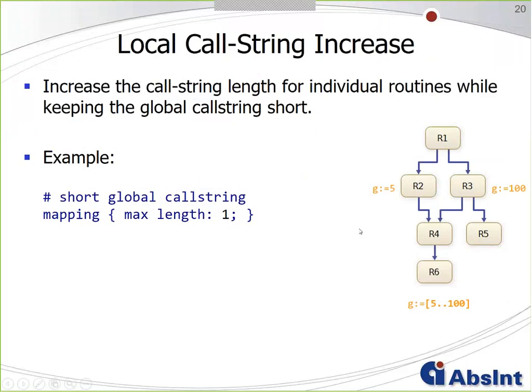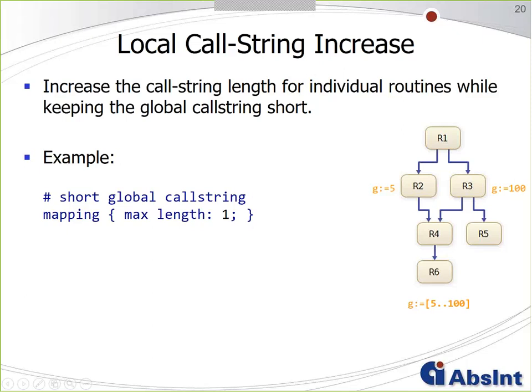I have given an example here. Imagine you have such a call graph where R1 calls R2, but also R3, and there R4 is called, and R6. Imagine further that in R2, a global variable G was assigned the value 5, and in R3, it was assigned the value 100. If you come later to R6, probably this G is used to bound a loop or address some function pointer array.